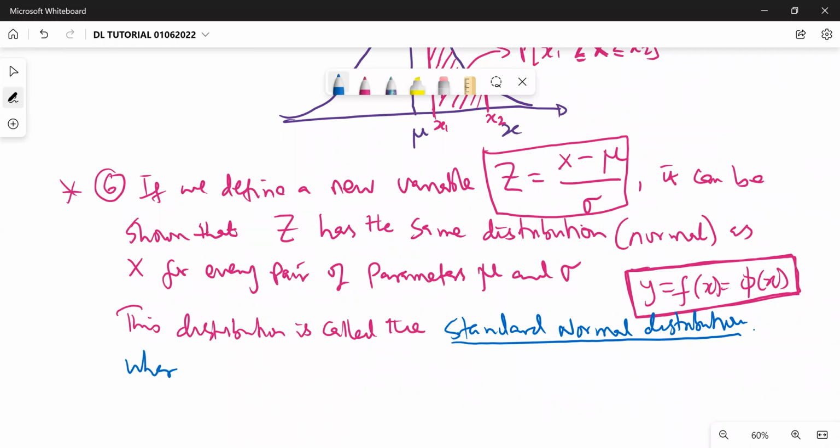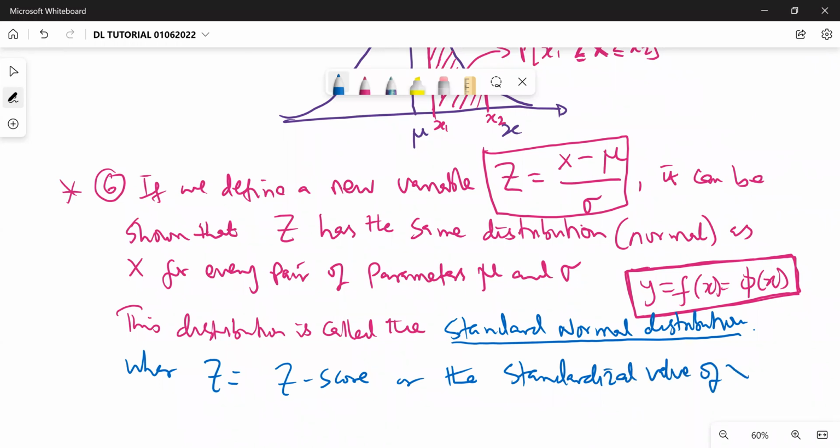You can say that this Z here is called the Z score, or the standardized value of X. So in other words, what we're calling Z here is just another version of X. And that's why they have exactly the same distribution. It's just a transformed value of X. That's why they have exactly the same properties.